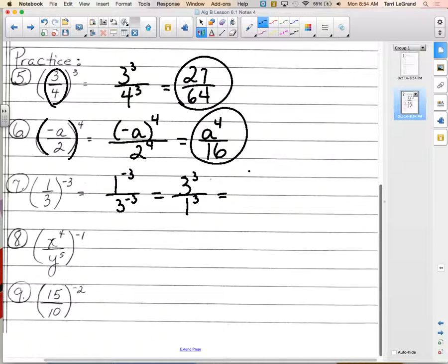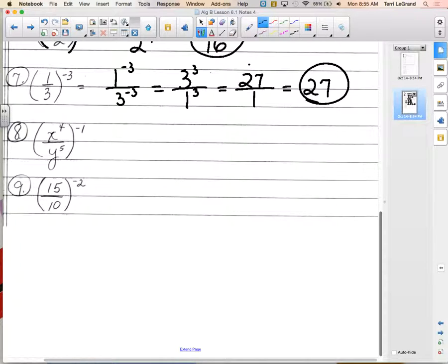3 times 3, 9. 9 times 3, 27. So we have 27 over 1 to the 3rd power. Well, 1 multiplied by itself any number of times will always be 1. And 27 over 1 becomes 27. Okay.